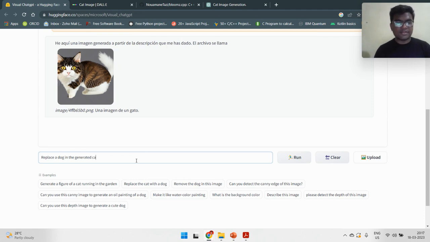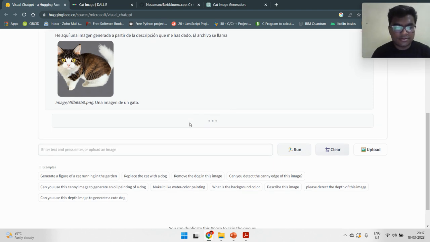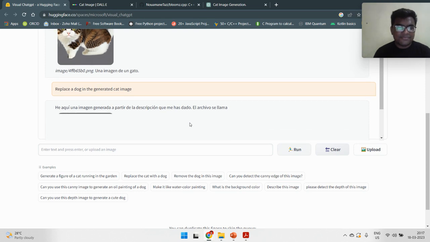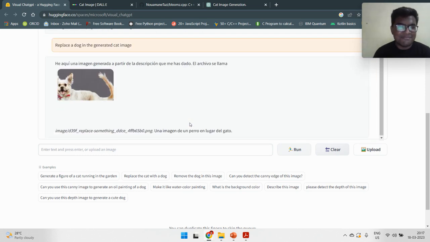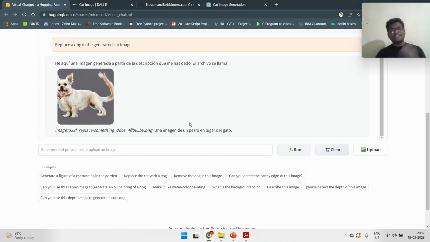Sorry, because of lots of server responses, it might take a while. I think it's working. Let's wait. Just a simple thing, guys. Yes, the same background, but instead of a cat image, a dog image has been generated. So this is what Visual Chat GPT is.